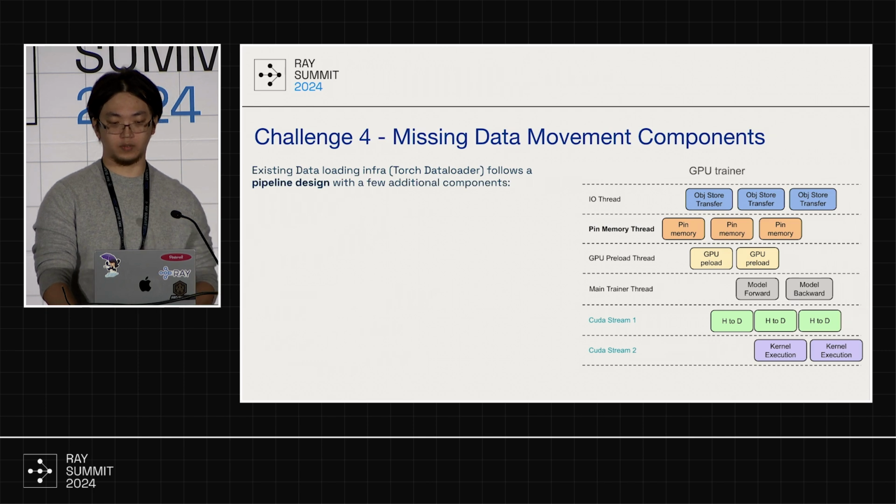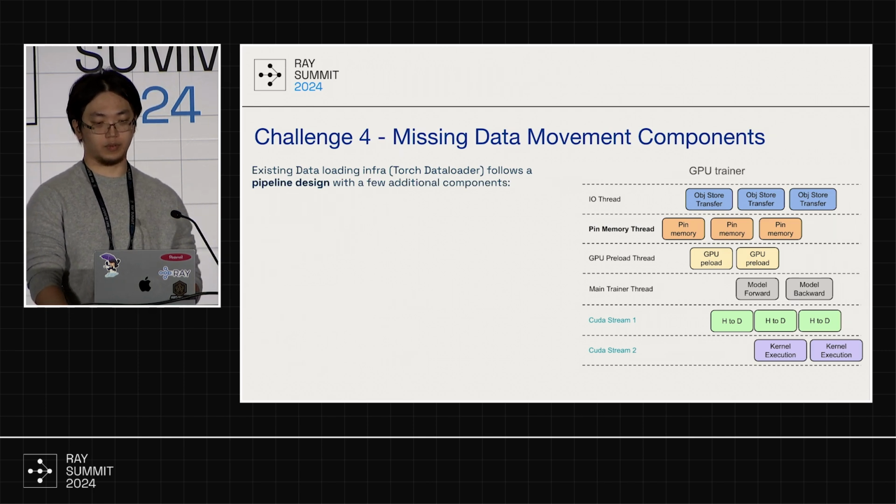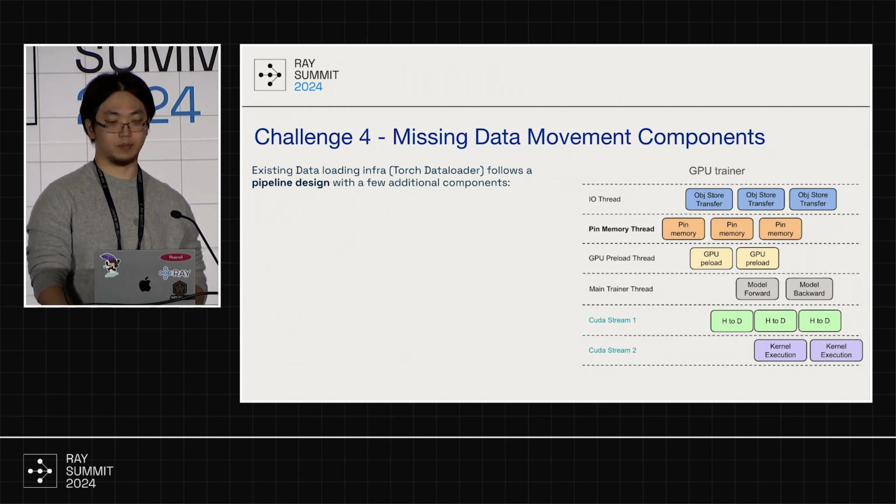Right, we talk about all of the three challenges here. Then the final challenge is just the missing data movement components that we currently have in the Torch data loader infra, but are missing in the current Ray settings. So in the left diagram, it shows how the GPU process implements this pipelining to move the data directly to the GPU memory.